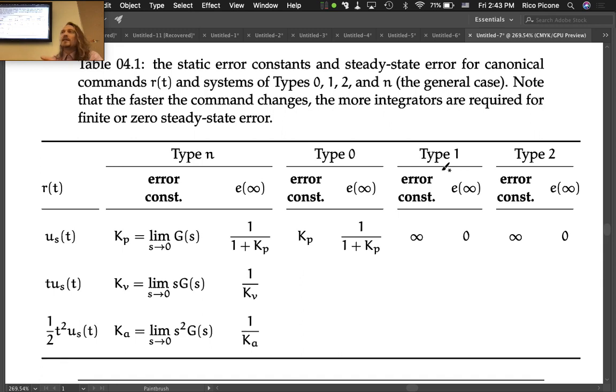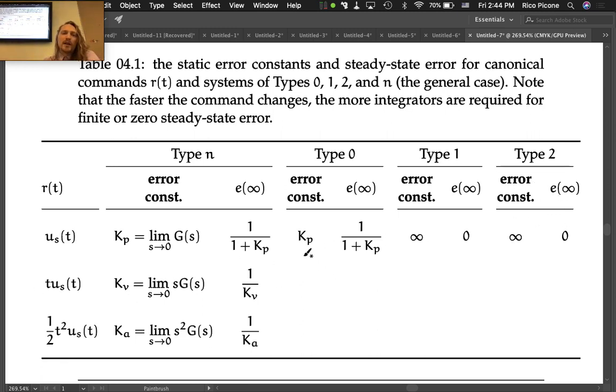Okay, but if it's a type 1 system, like we saw, if there's even one integrator with a step input, we're going to have an error constant that goes to infinity, right? And we saw that. So if Kp is infinity, 1 over infinity plus 1 is also 0. So this is 0. For a type 2 system, you just include another integrator in there. You don't add it, you include it, you multiply, right? Add is a deceiving way to say it. So we're going to go to 0 error again.